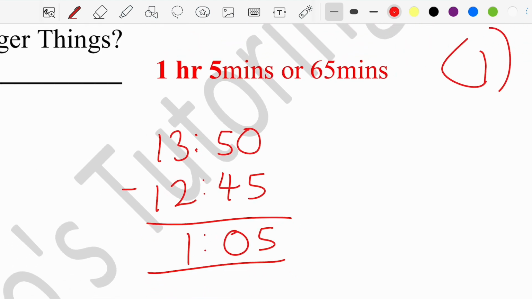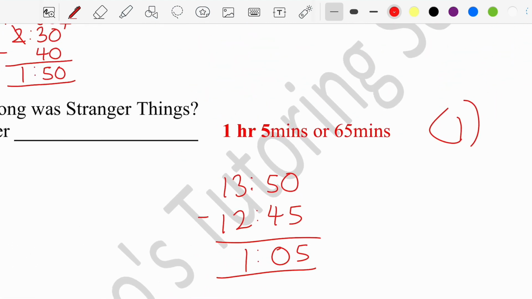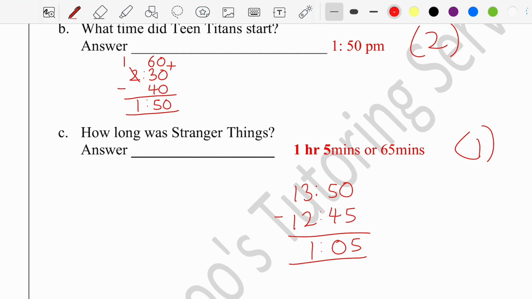So we're not going to put 1:05 p.m. because they're not asking us the time. They're asking us the duration, or how long something occurred. So it's 1 hour and 5 minutes. If you put 65 minutes, we'll give you the mark as well. But you cannot put 1:05 p.m.